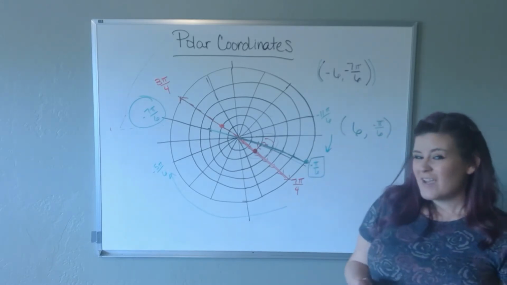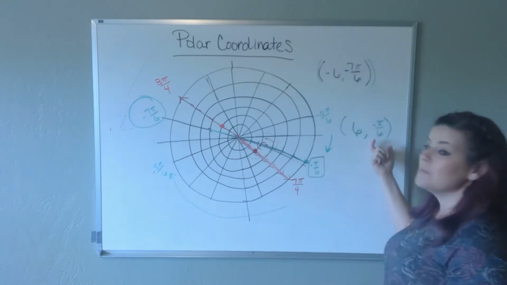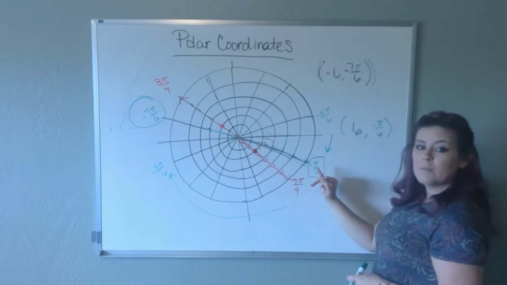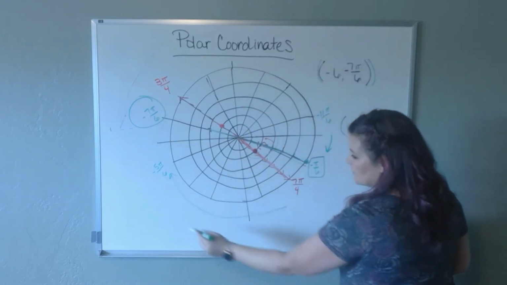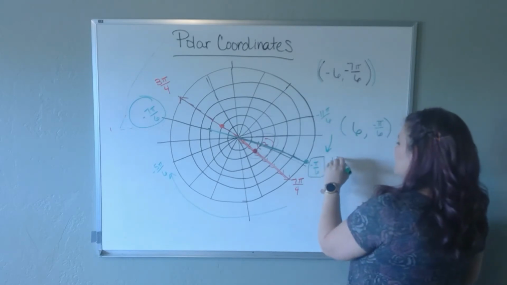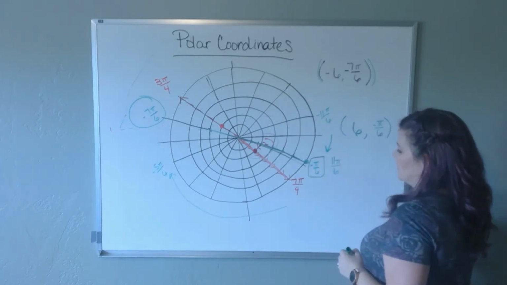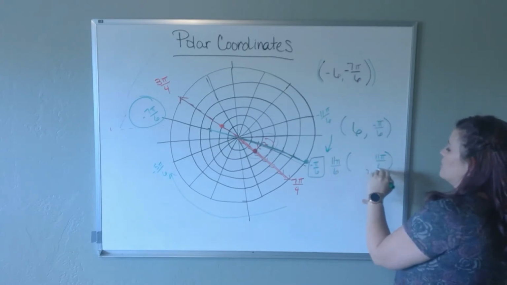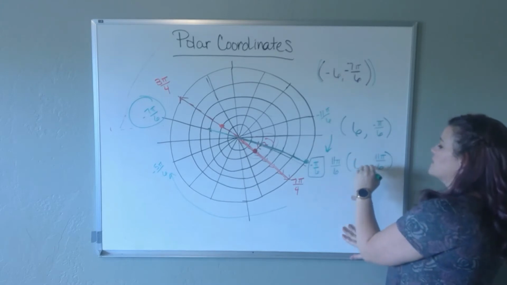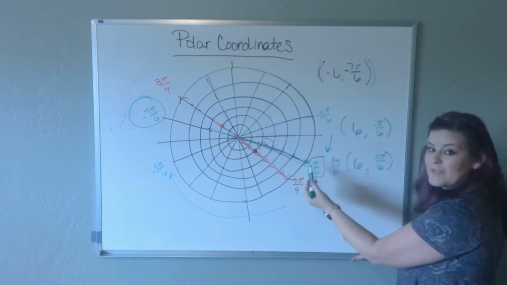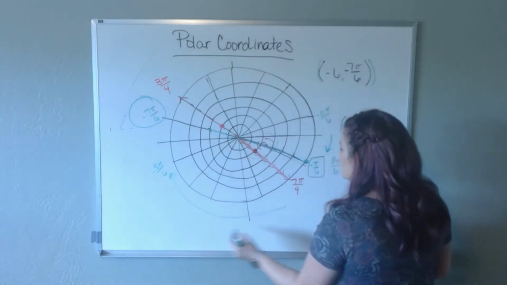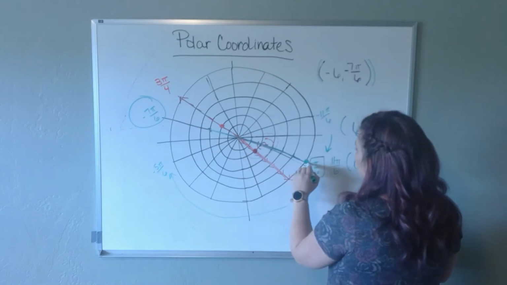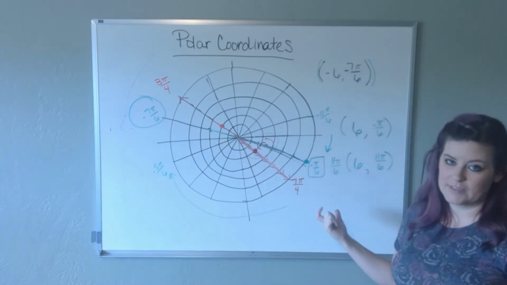What's another way? What if I asked you to plot this point using only positive angles? Well, this is negative pi over 6, but if you went around the positive angles, this is positive 11 pi over 6. So if you had a coordinate pair using positive 11 pi over 6 and r is positive 6, would you get to this same exact point? Yeah, you would go to positive 11 pi over 6, you would go toward that angle out 6, and you would still be at this very same point.